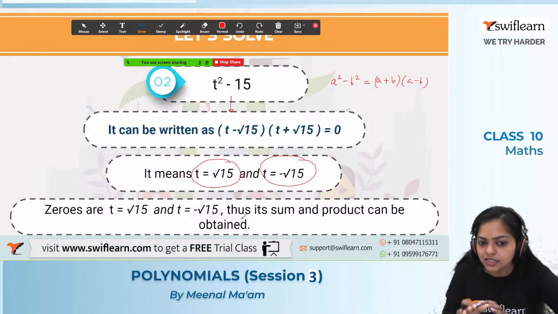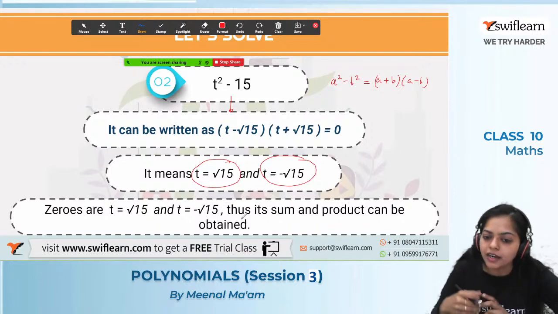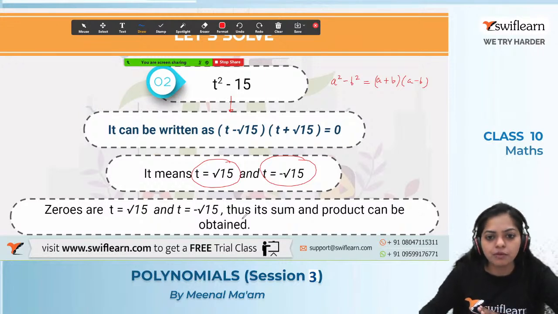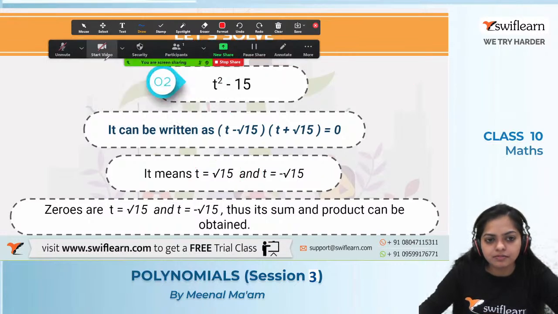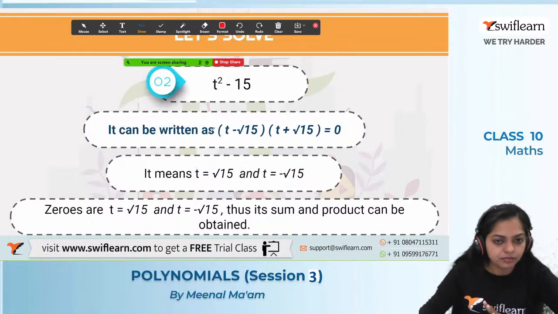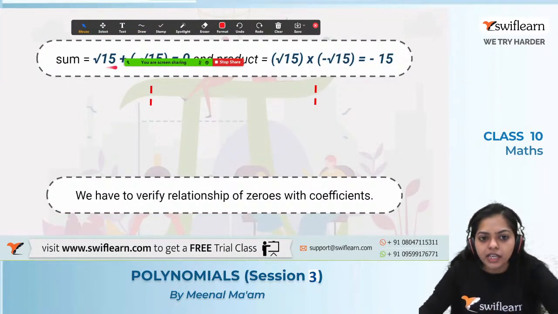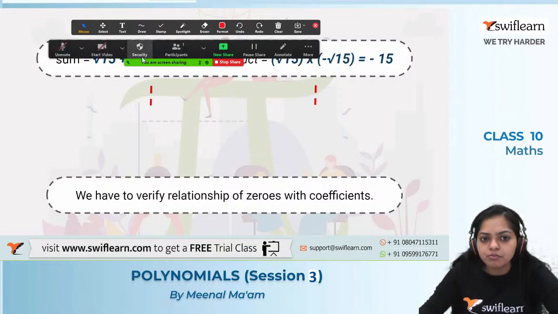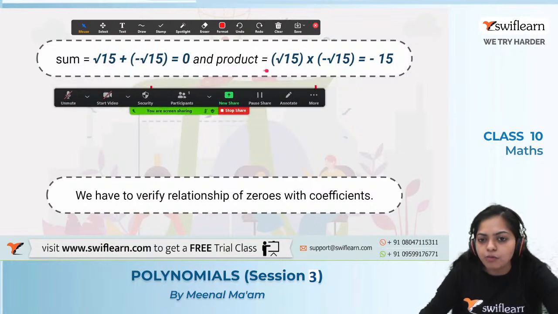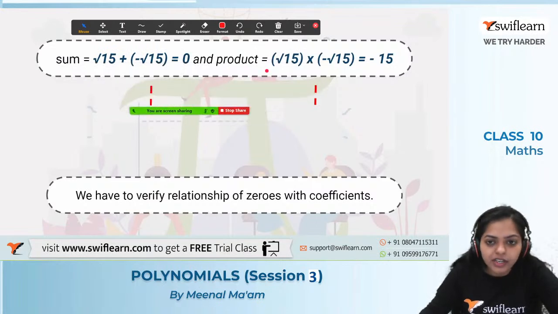We have obtained the zeros, and after that we can also obtain the sum and product. Let's have a look at how we are going to obtain them. Any doubt till here? No? Okay. So just obtain the sum. The sum will be equal to what? Root 15 plus minus root 15, that will be equal to 0. And the product will be what? Root 15 into minus root 15, that will be equal to minus 15.